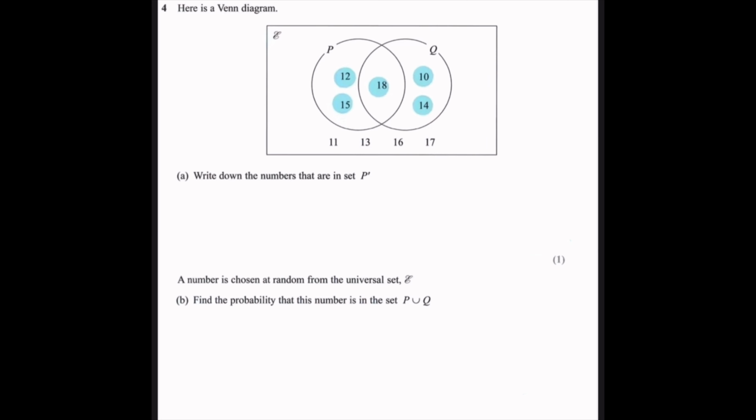Venn diagram question this time. So write the numbers that are in set P dash. Now when you see this symbol P dash, it just means not in set P.